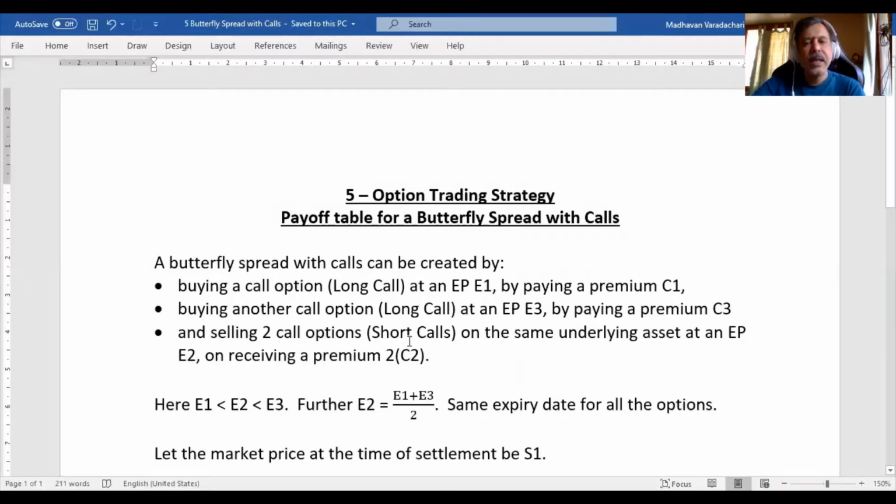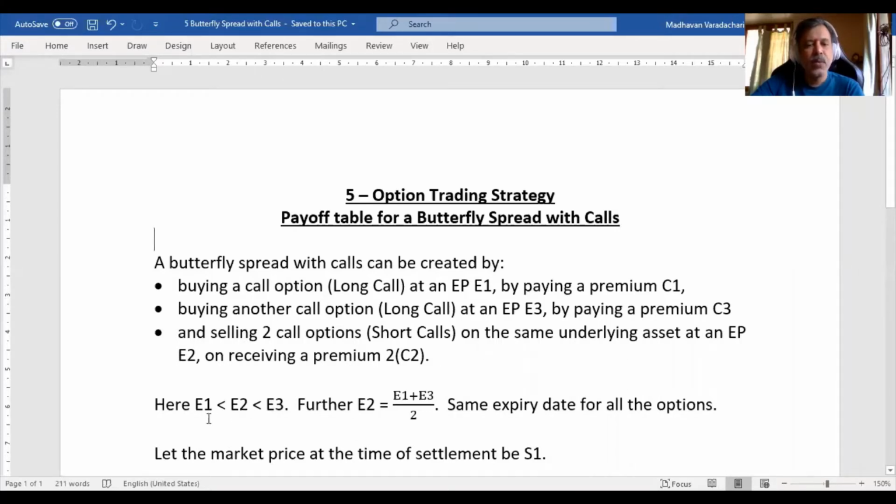And then we'll be selling two call options, which we call short calls, on the same underlying asset at an exercise price which is in between E1 and E3. It means it's an average of E1 and E3. We call that E2. And since we are selling, we'll be receiving 2 times the premium. So it becomes 2 times C2.